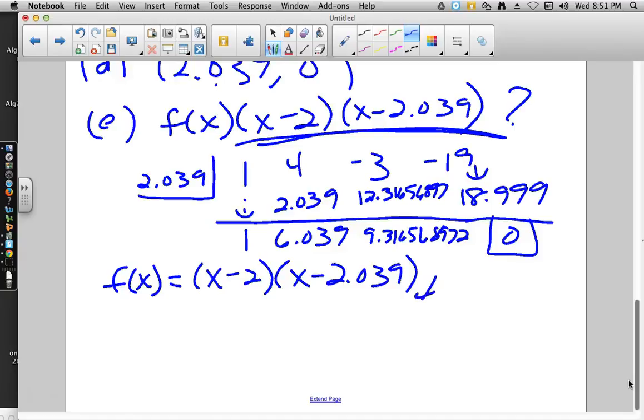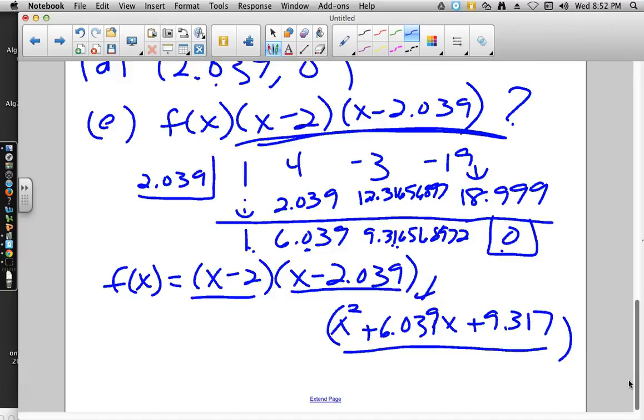And I'm not going to be able to fit this here since I wrote so big, but this is what we had. So remainder constant x squared, so x squared plus, and now I'll go ahead and round to 3 decimal places, 6.039, and that is x, and then we have plus 9.317, rounded to 3 decimal places. So x minus 2 times x minus 2.039 times x squared plus 6.039x plus 9.317. Whew! There it is. That's a lot of problem.